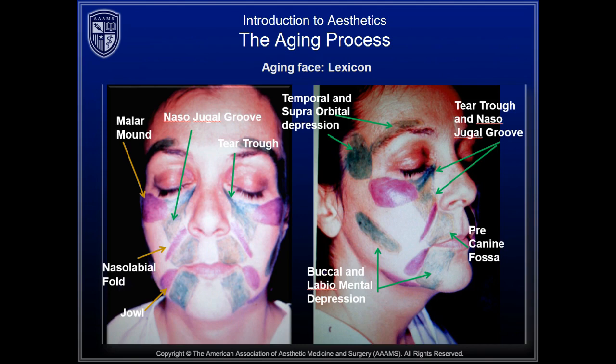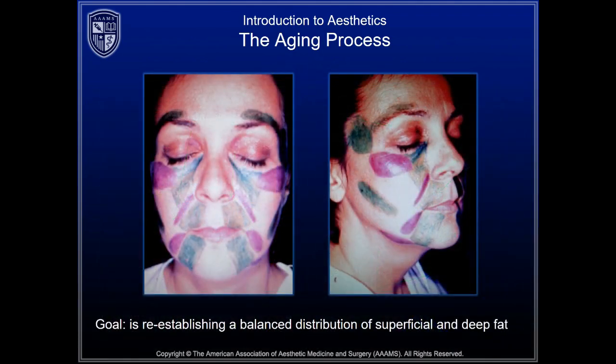The pink marked areas represent the fat compartments where there's a volume increase due to fat hypertrophy. These include the malar mound, the nasolabial fold, the mediolabial fold, and the jowls area. Our goal of facial beautification is reestablishing a balanced distribution between the superficial and deep fat to eliminate contour irregularities.